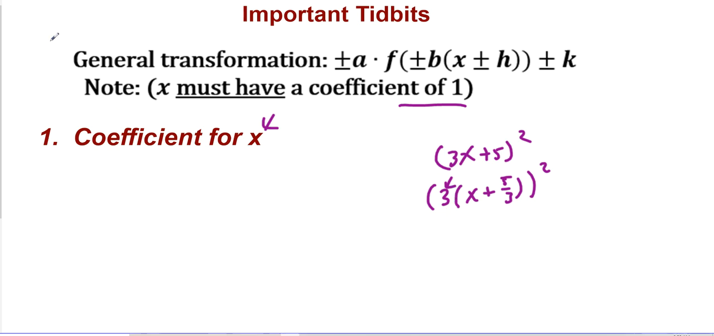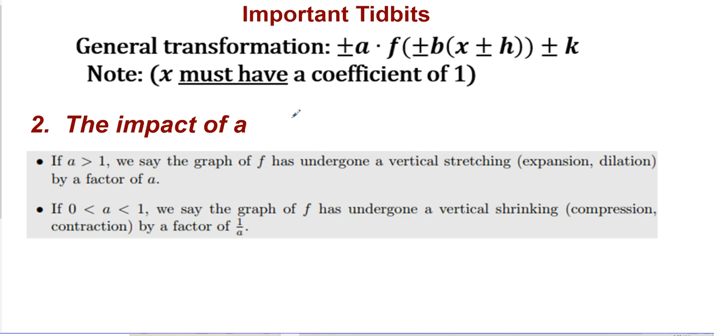All right. So let's go on to the next important tidbit. That's going to be the impact of a. We're influencing the y-coordinate. So when a is greater than 1, all my y's are going to be impacted. So if I had a 3f, it's going to be x, 3y. Okay. And if it's less than 1, it's going to be shrinking. We're going to compress the graph by a factor of 1 over a.